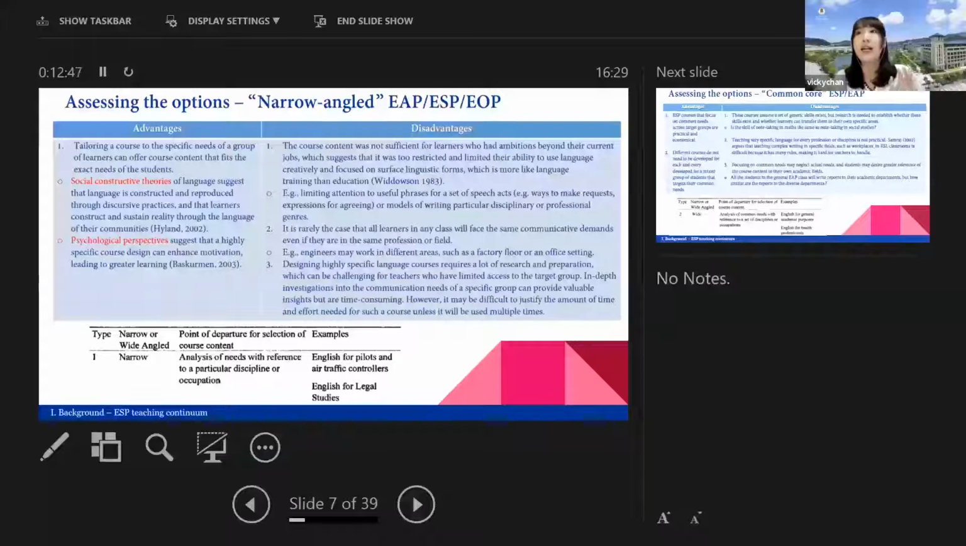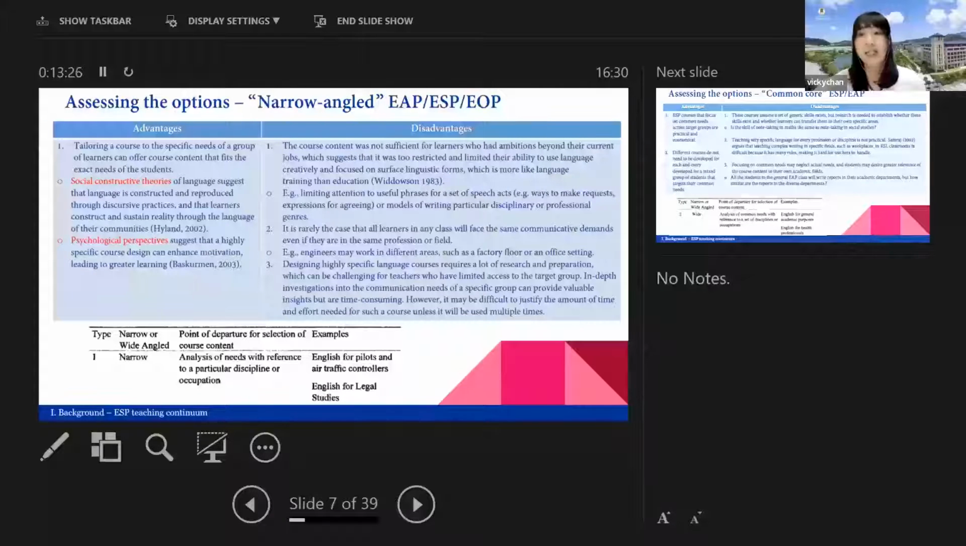And then thirdly, if we design highly specific language courses, it requires a lot of work from the teachers. Because first of all, teachers need to know what their students need. So they need to spend time conducting research, for example, needs analysis. And also teachers need to spend a lot of time to develop materials or to prepare for the course. So it's time consuming.